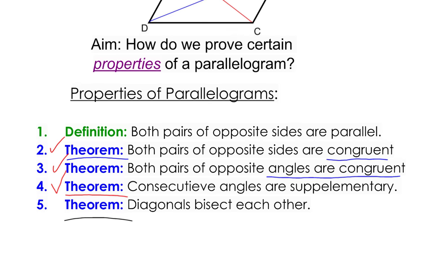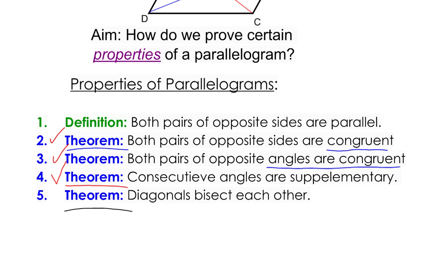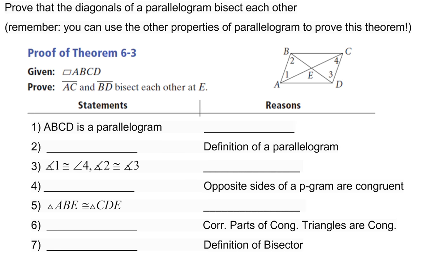The last one we're going to prove, the last theorem, which is a property that we're going to prove, is that the diagonals bisect each other. Okay, so here's what we've got. Given parallelogram ABCD, prove that AC and BD bisect each other at E. In other words, prove that BE is equal to DE and prove that AE is equal to CE.